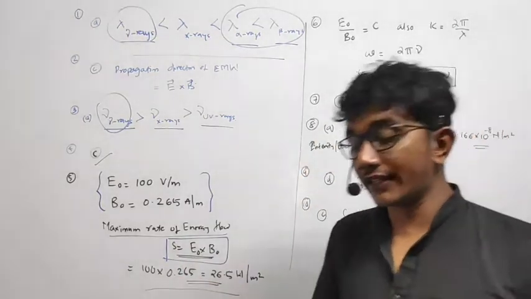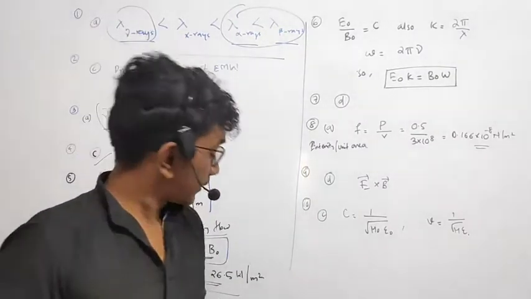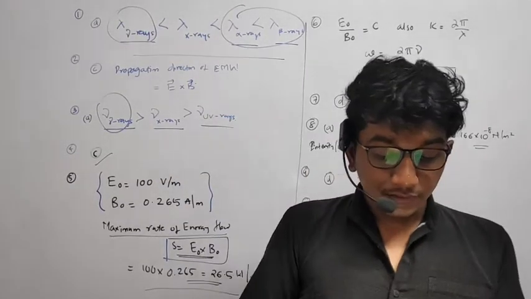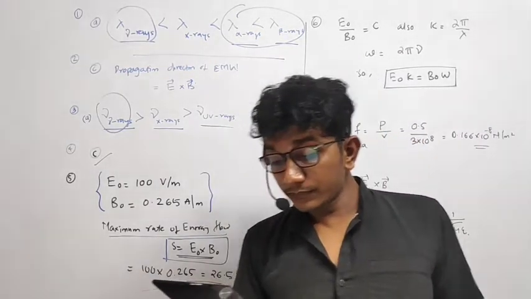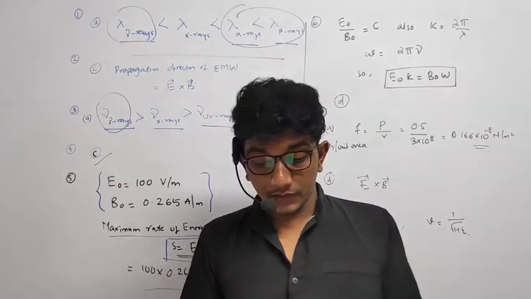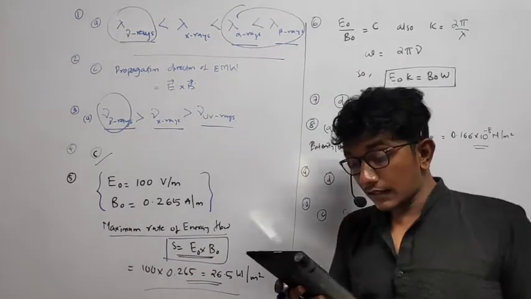The answer will be 26.5 watt per meter square. Alright. So that is the equation. So the option is A. Okay. So next is question number 6.